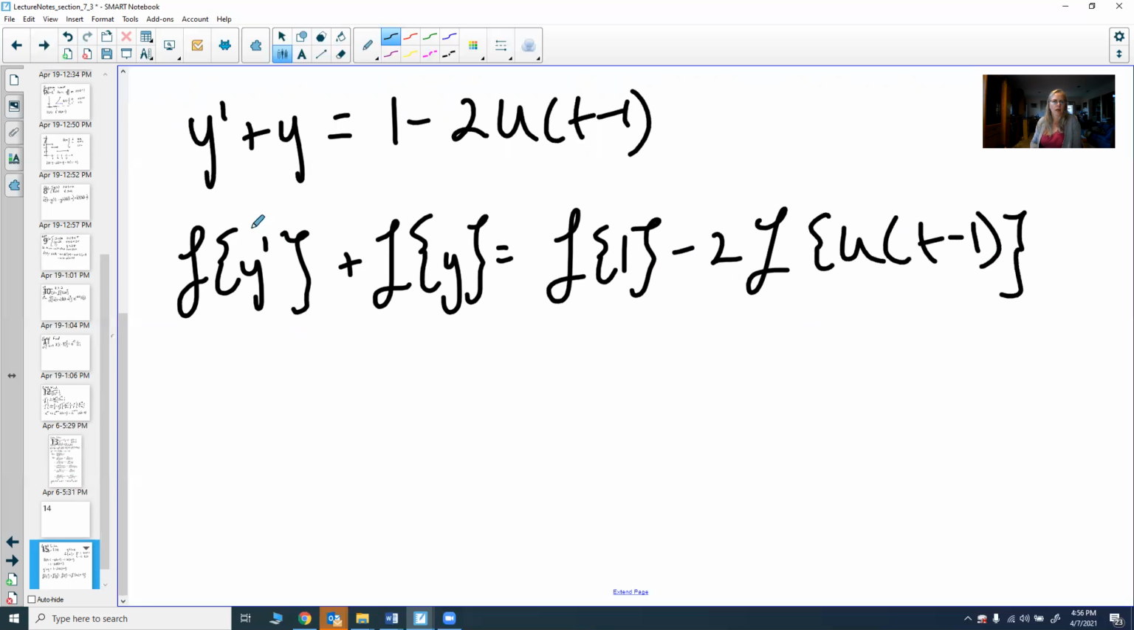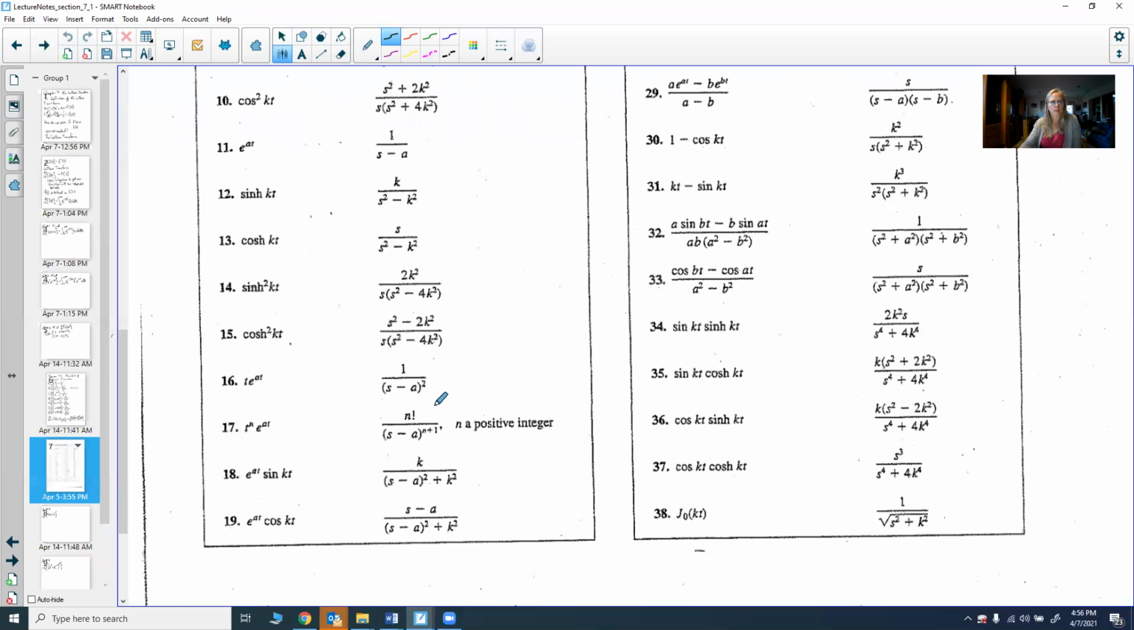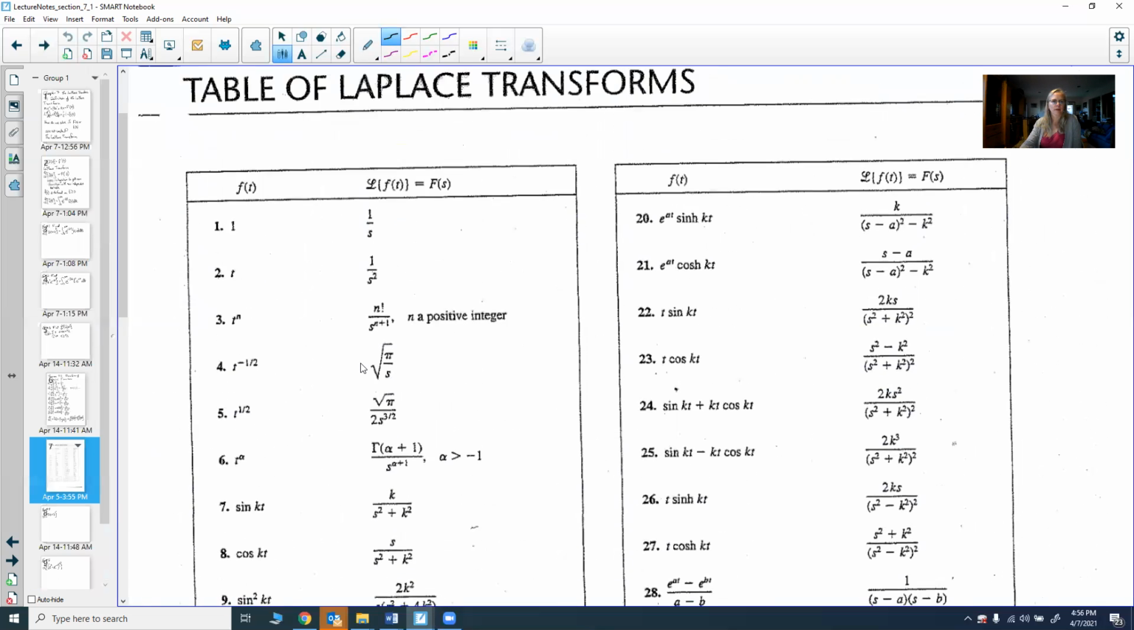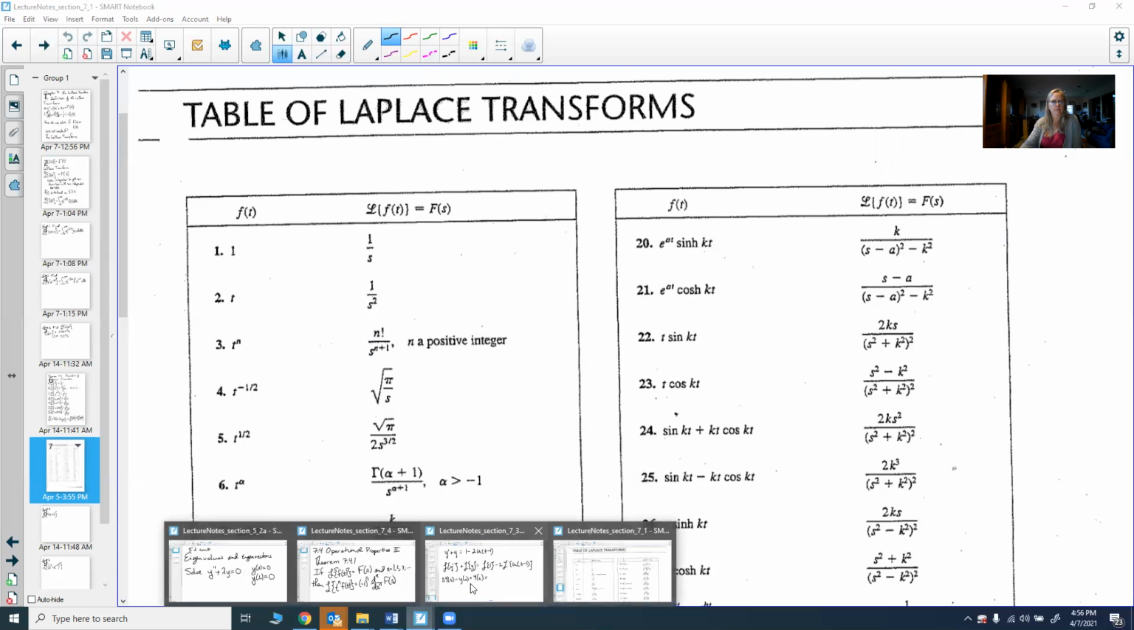Okay. So the Laplace transform of y prime is s times Y of s minus y0. The Laplace transform of y is just Y of s. The Laplace transform of 1, again, if I go back to my table, you probably know this one. You've seen it enough times. The Laplace transform of 1 is 1 over s.